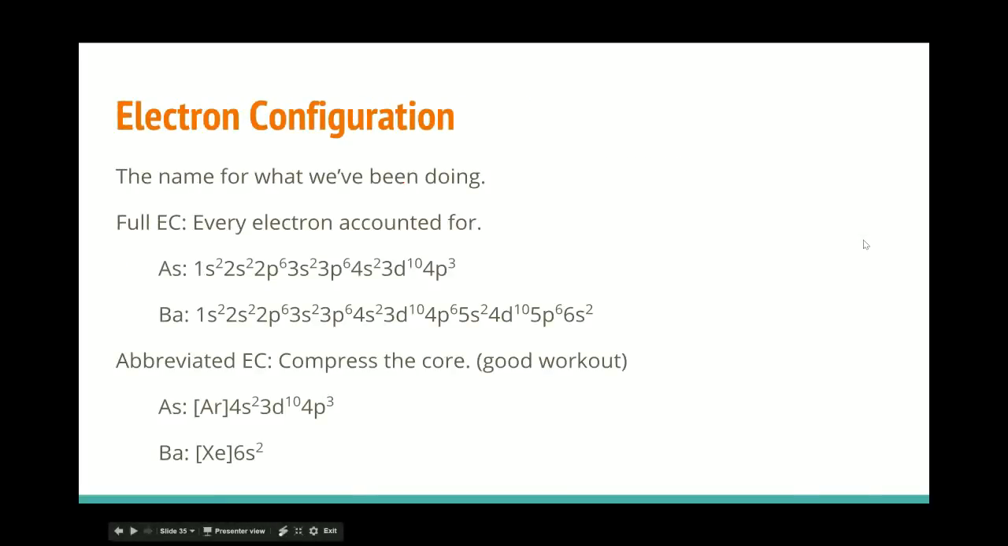So electron configurations are what we've been looking at, what we've been writing out. And the two different terms that I can ask for on a test: the full electron configuration, where you have to write out every single electron. And if I'm feeling particularly cruel or vindictive, or if I just don't like you, Richard, you know who you are, then I'll make you write out the full electron configuration. An abbreviated electron configuration, you take the core, you turn it into the previous noble gas, and only write the valence electrons. Quicker, easier to write.